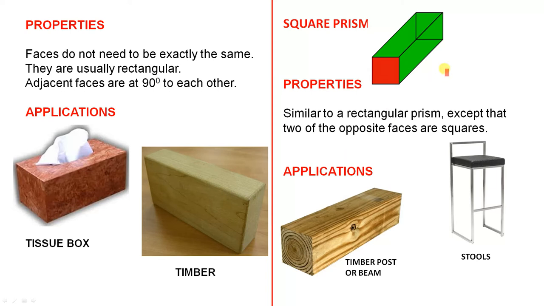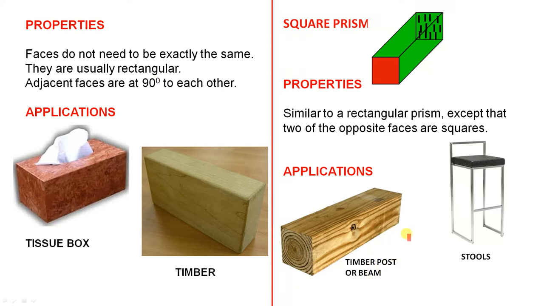The square prism, there it is there, it's quite obvious what it looks like. The properties: similar to a rectangular prism, except that 2 of the opposite faces are squares. So this red one here, plus that one there which is opposite to that face, they are both squares, and that's why it's called a square prism. In the real world, there are many timber posts or beams used in construction.